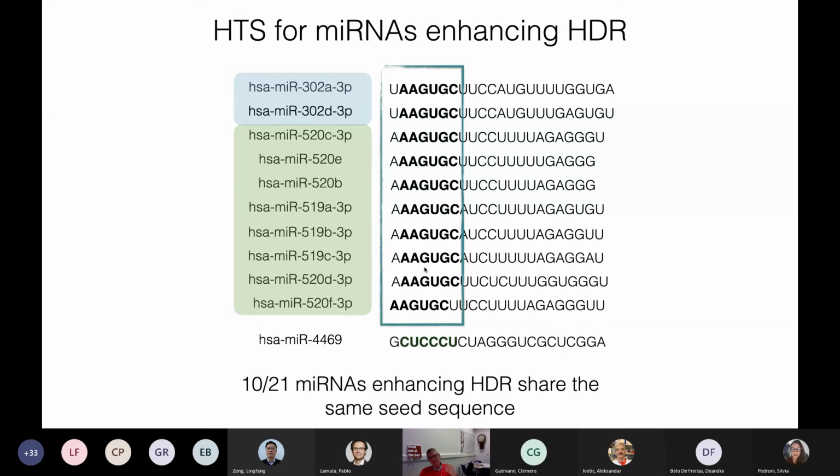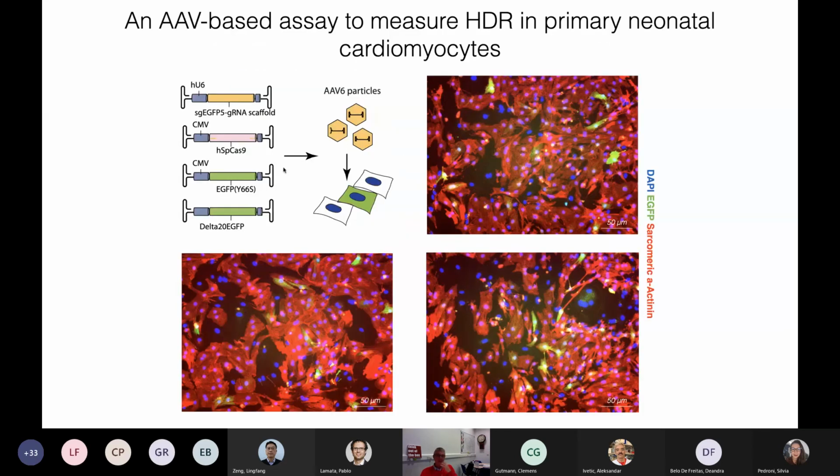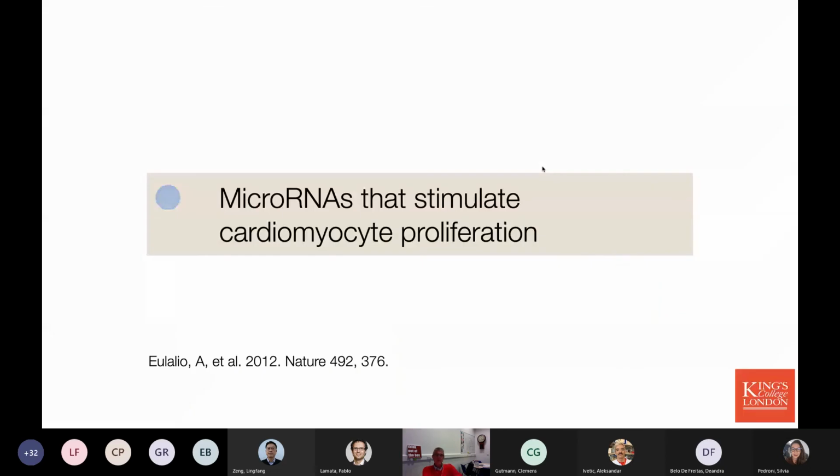And now, after the screening, Eduardo is trying to see whether this works in cardiomyocytes, and it does. These are the first cardiomyocytes in which he achieved homologous recombination by delivering these different microRNAs.